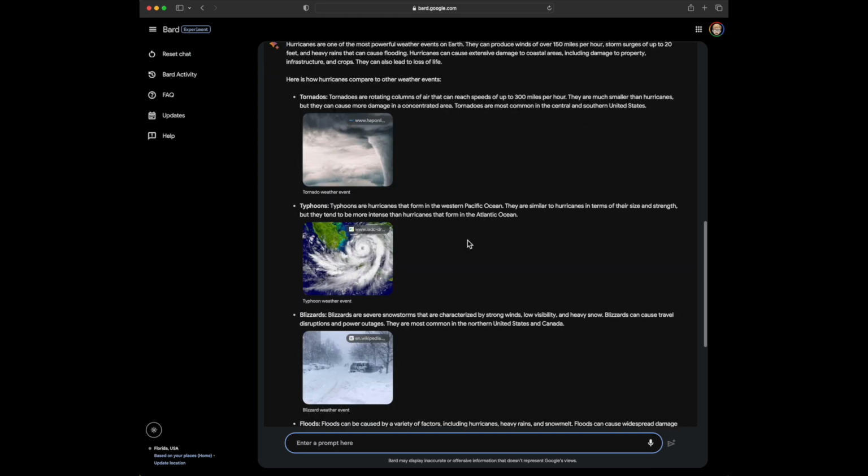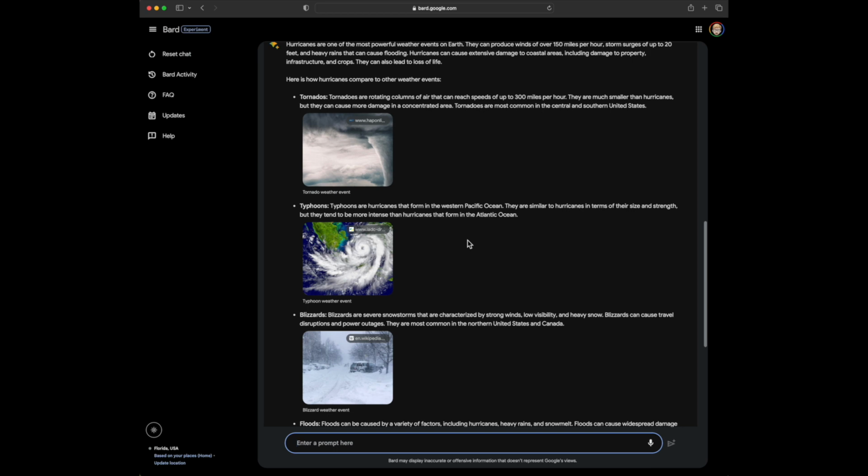So they reference tornadoes. I grew up in the Midwest, so I'm very familiar with tornadoes. Tornadoes are rotating columns of air that can reach speeds of up to 300 miles per hour. They're much smaller than hurricanes, but they can cause more damage in a concentrated area. Tornadoes are common in central and southern United States. Typhoons are hurricanes that form in the Western Pacific Ocean. They're similar to hurricanes in terms of size and strength, but they tend to be more intense than the hurricanes that form in the Atlantic Ocean. Okay, that's good to know.